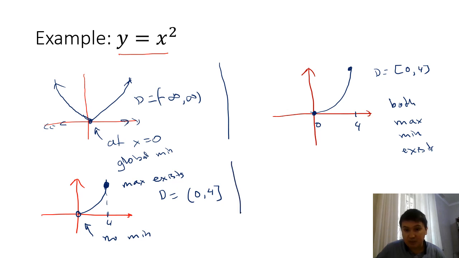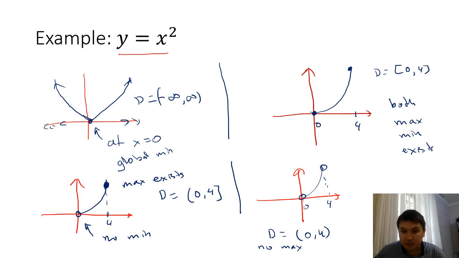Even worse can happen. I may meet a situation where I don't have a maximum and I don't have a minimum. What I can have is something like this. Here, let's say again, it's 4, here it's 0, but both ends are open. So my domain could be 0 and 4, an open interval. In this case, there is no max and no min.